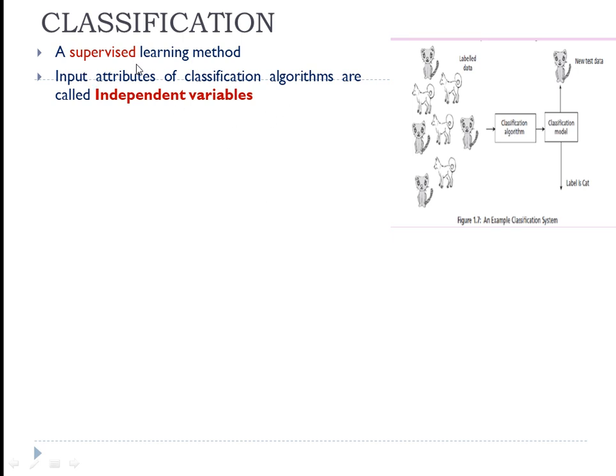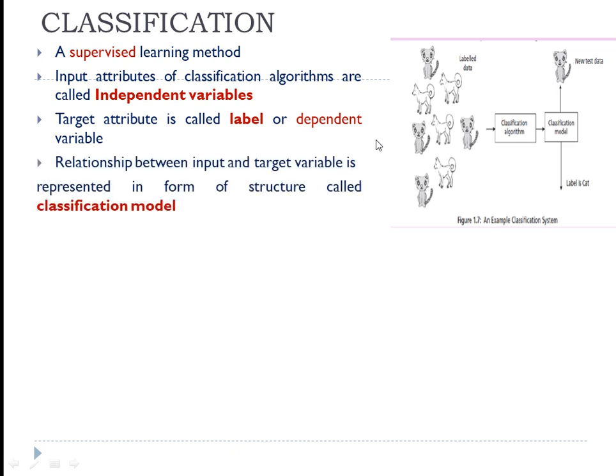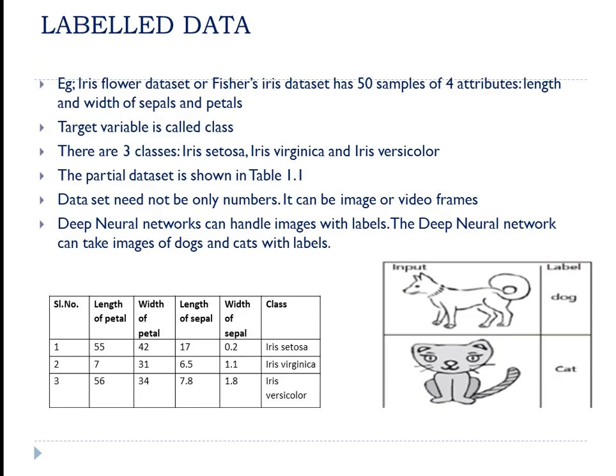And what are the inputs that we give to a classification algorithm? In this case I'm showing you some images. We call them independent variables. The input attributes of classification algorithms we call independent variables. And what is our output? The target attribute here is called a label. So the label is a dependent variable. For example, as I discussed in the earlier labeled data, these are all independent variables, the length, width, but class is actually a dependent variable.